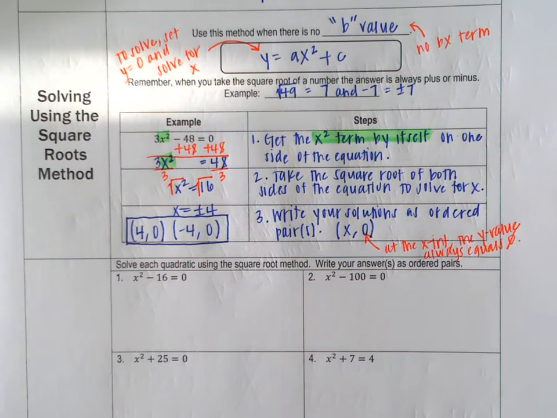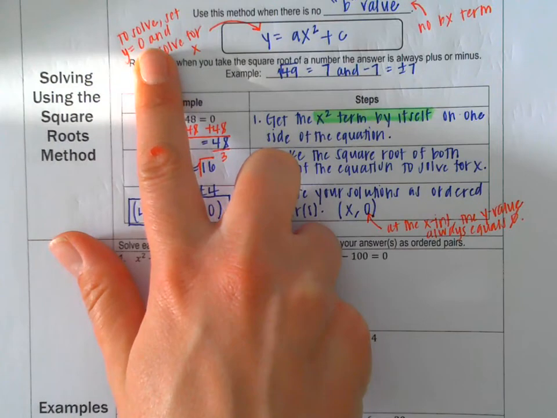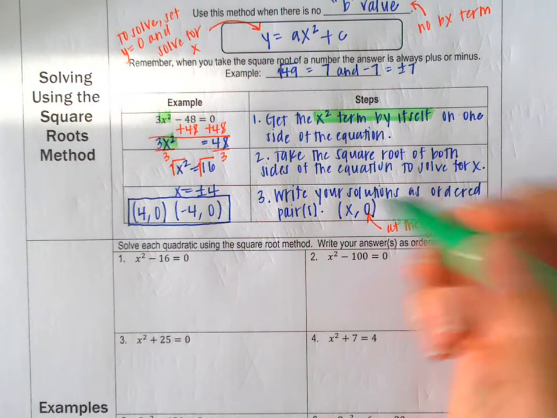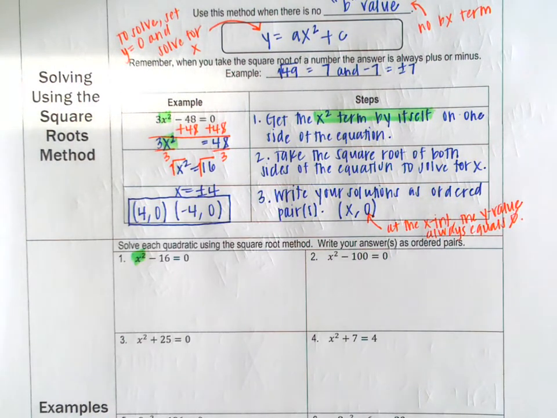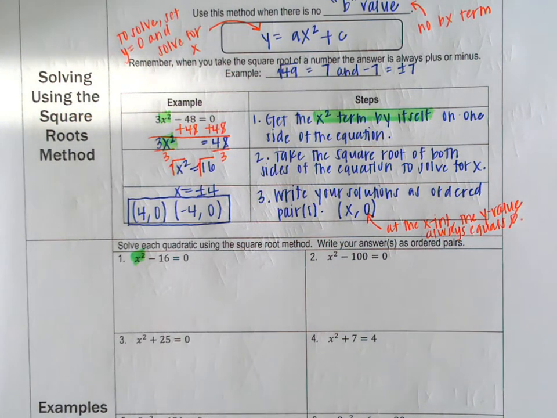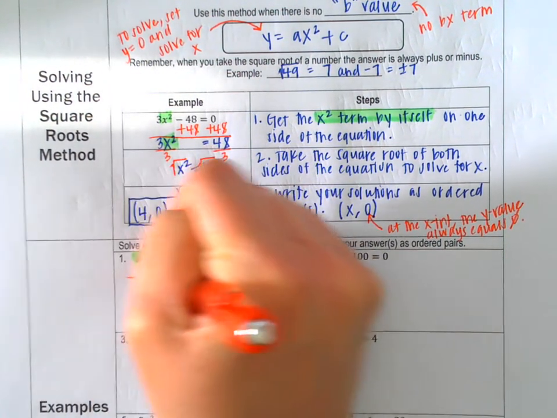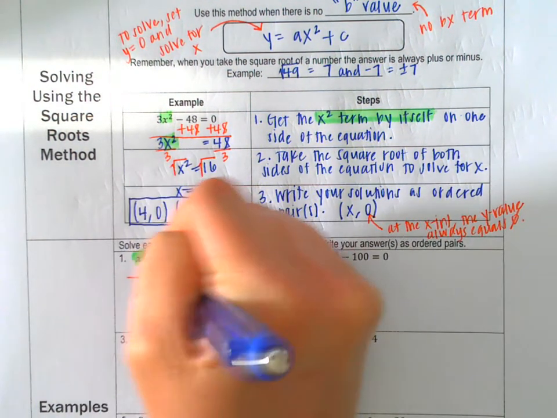Okay, so let's look at number 1. Number 1 says x squared minus 16 equals 0. So like I said before, like all of these examples, your y is already going to be set equal to 0, and you're just going to have to solve for x. So first thing we want to do is get the x squared by itself. So I want you to think, how would I get that x squared by itself? And that would be adding 16 to both sides of the equation. And I'm left with x squared equals 16.